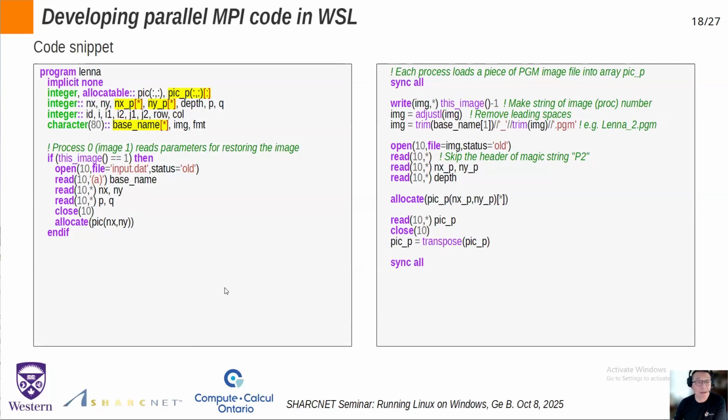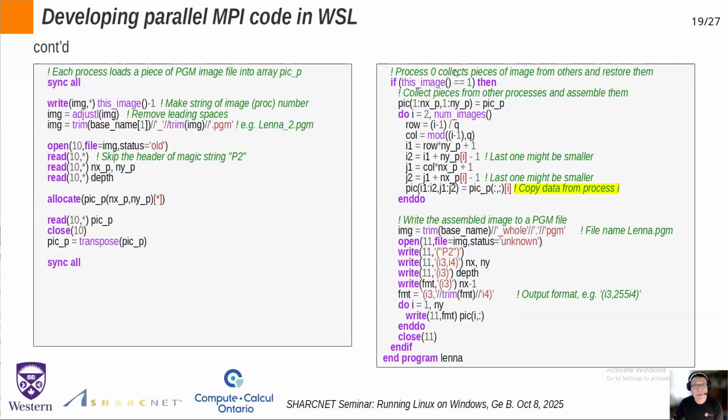This is the source code that explains what the code does. First, the master process will read a config file: the total number of pixels in X and Y, and the name of the image. That's the config file. And then each process will read a small portion of the image file that contains the X and the Y pixels and depth, and then the image content itself.